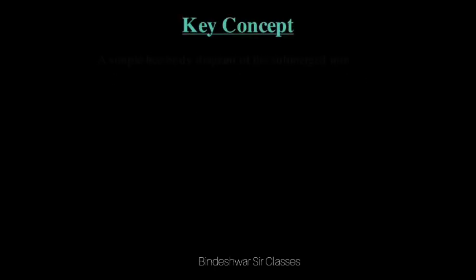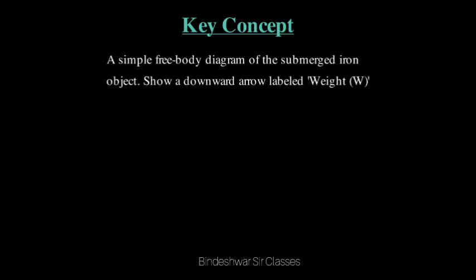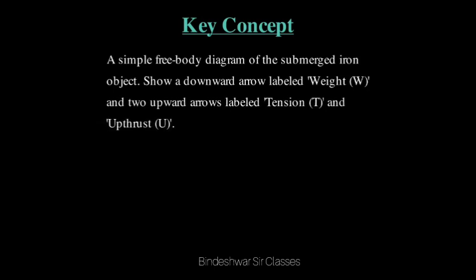Now, let's understand the physics at play here. When the iron object is hanging in the liquid, it's in a state of equilibrium. This means all the forces acting on it are balanced. There are 3 main forces. First, the object's weight, W, acts downwards due to gravity. Second, the liquid exerts an upward buoyant force, or upthrust, U, on the object, as described by Archimedes' principle. Third, the string is pulling the object up with a tension force, T. Since the object is stationary, the total upward forces must equal the total downward force. So, the tension plus the upthrust must be equal to the weight.